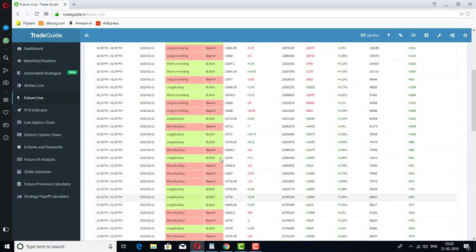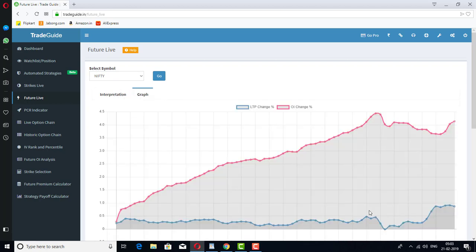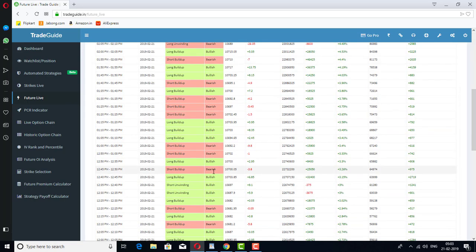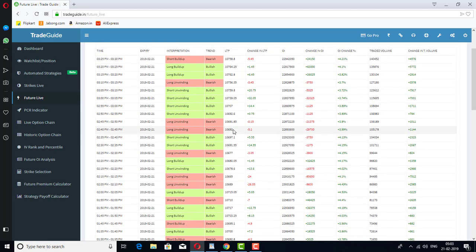There are several columns on the screen, and here is time, expiry, interpretation, trend, last traded price, change in last traded price, open interest, change in open interest percentage, trading volume, and change in trading volume. We have two options here, one is interpretation and the other one is graph. So here you have the graph and here you have the interpretation. We are going to understand what this means and how we use this.